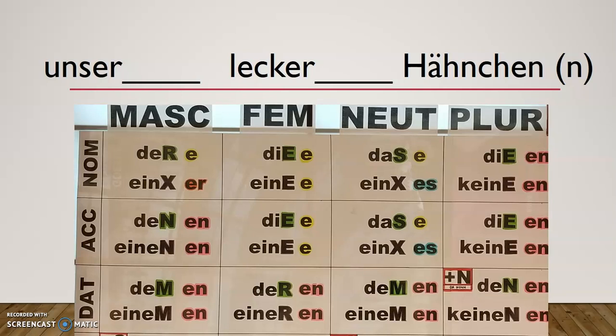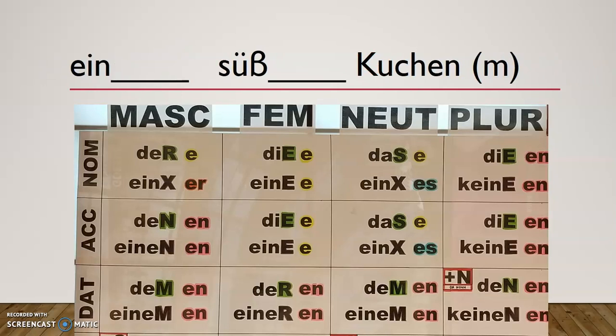Notice that we don't have ein before it, we have possessive adjectives, which follow the same endings as our ein words. Our tasty chicken. So let's figure that one out. We have neuter, nominative, we get, right here, unser, no ending, leckeres Händchen.